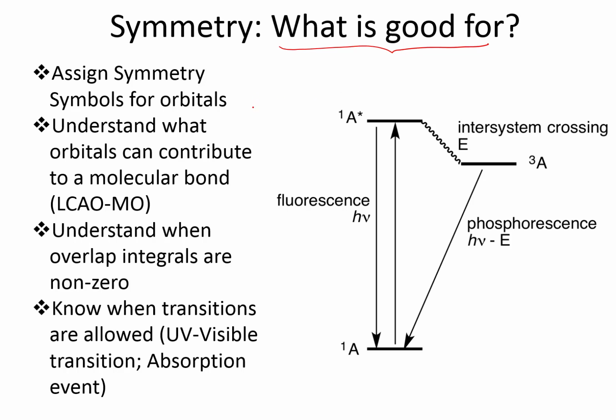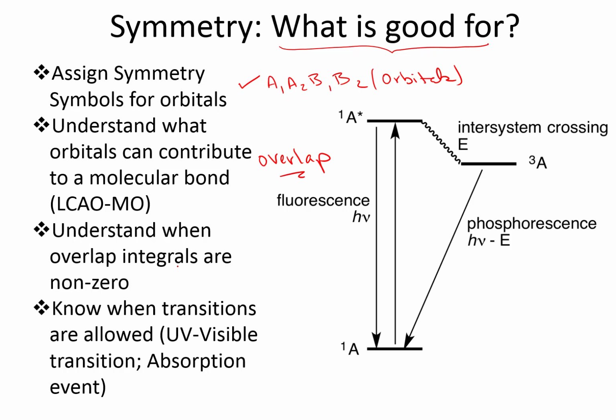So let's go down the checklist. We can use our character tables in symmetry to assign symmetry symbols for our orbitals. And those are our A1s, our A2s, our B1s, and our B2s that we see. And these should be representative of orbitals inside of a molecule. We can also understand what orbitals can contribute to a molecular bond and whether or not there is overlap, which would produce a molecular bond.